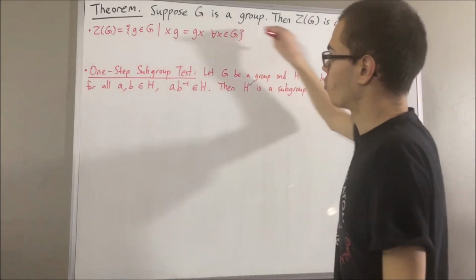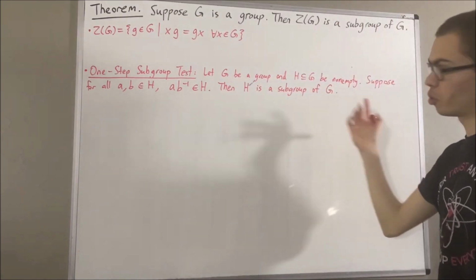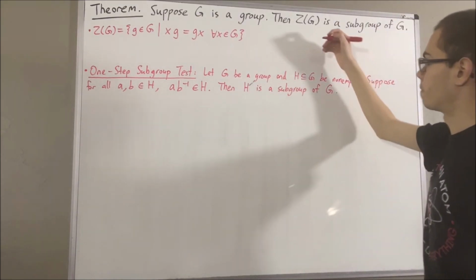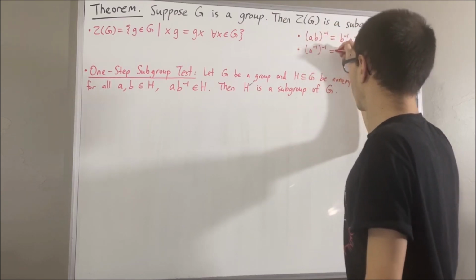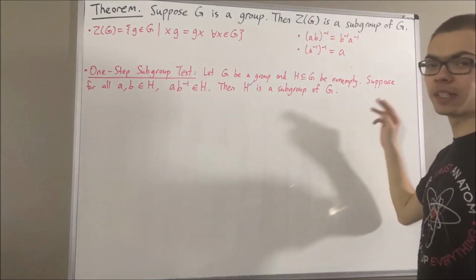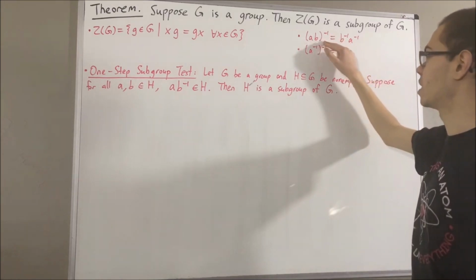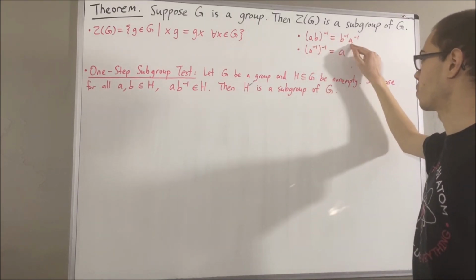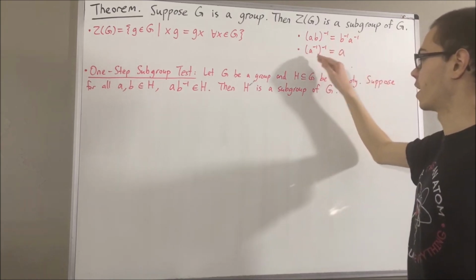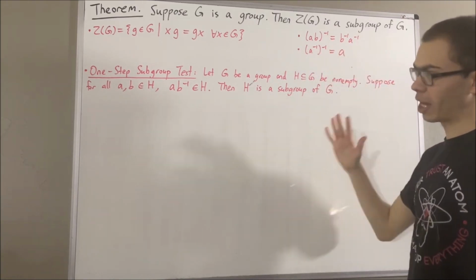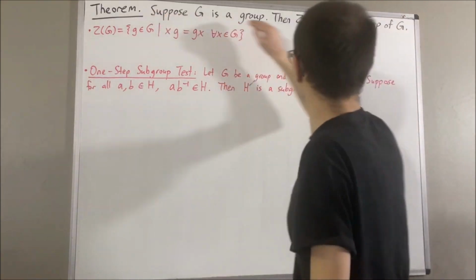Now, in proving this theorem, we are also going to be using some facts about groups, and those are as follows. Given any two group elements a and b, we have that the inverse of ab is equal to the inverse of b times the inverse of a, and given any group element a, the inverse of the inverse of a is equal to a. Okay, so now let's get into proving this theorem.